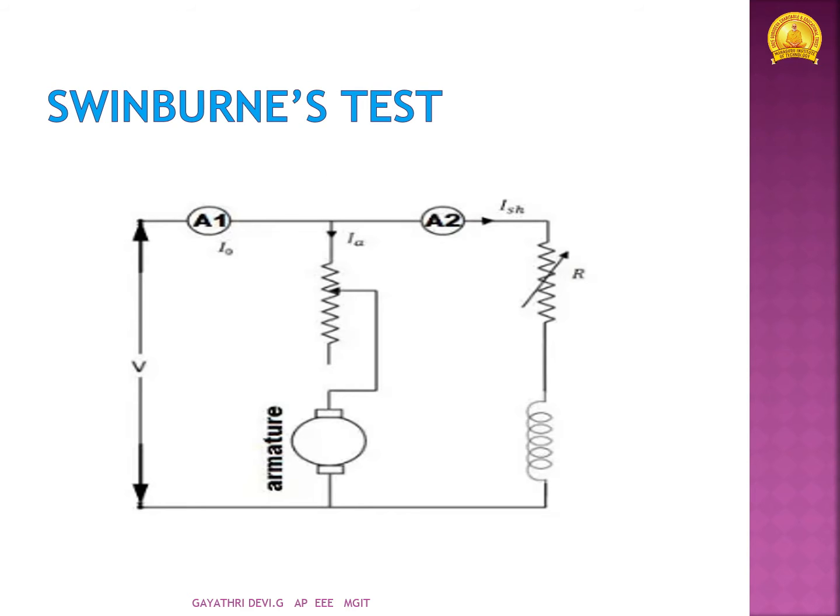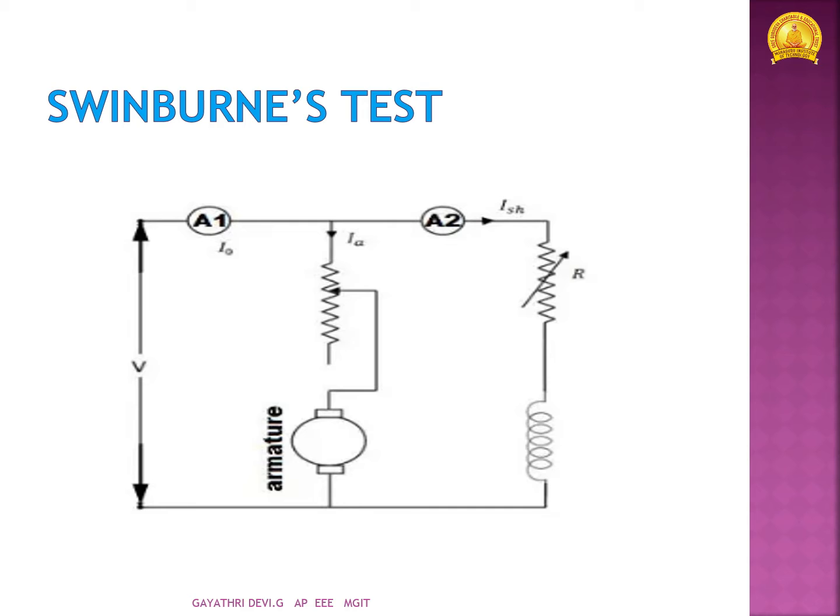Next is the indirect method. Mainly in the indirect method, the first method is Swinburne's test. The pictorial representation of Swinburne's test is shown in the figure. First of all, we have to know that it is a predetermination test. Tests are mainly of two types: a determination test and a predetermination test.